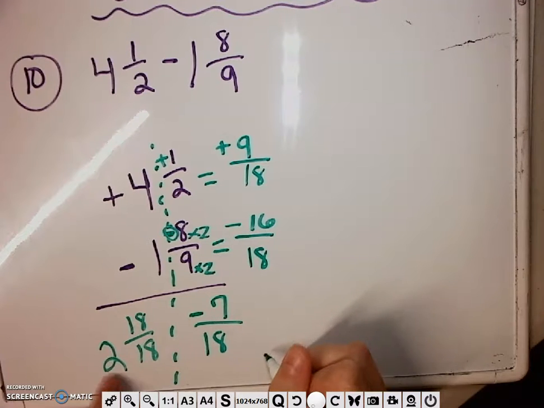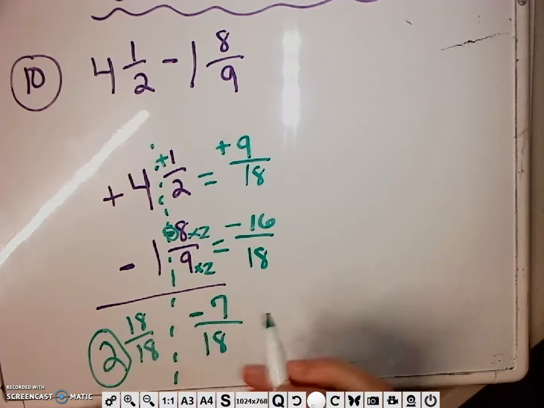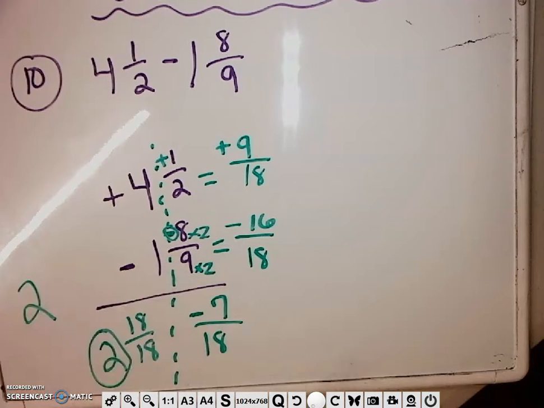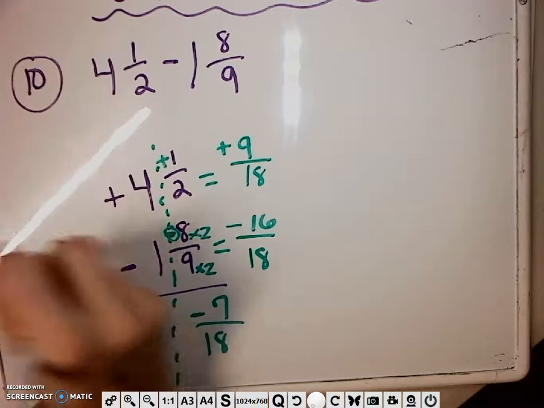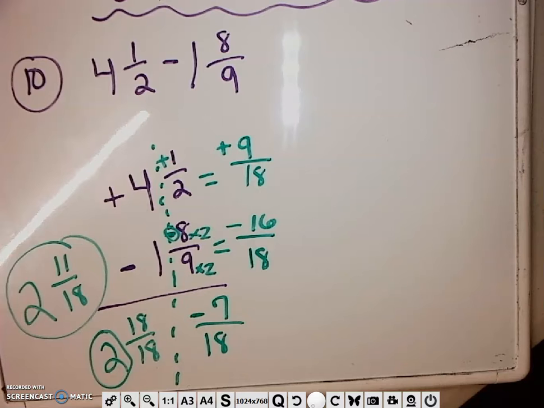If I rewrite it over here, I keep this 2. I'm keeping 2. I'm going to put the answer over here next to the 2, right? What's 18 minus 7? 11. So my answer is 2 and 11/18.